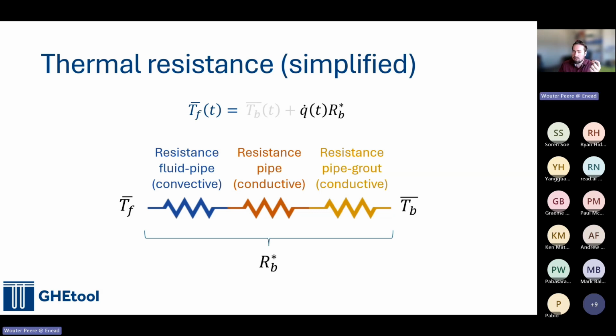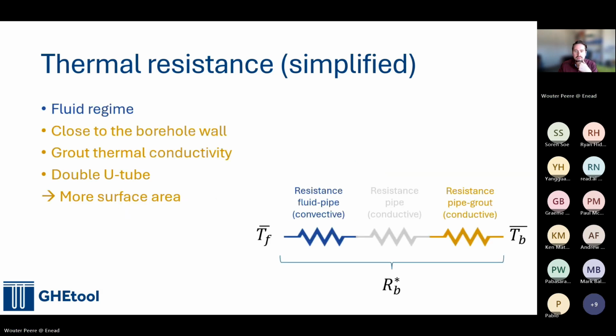And the good thing is that as a designer, as a driller, we have an effect on these parameters. So first of all, the pipe resistance, the middle one, is grayed out because we're not going to develop a new type of plastic. So we assume that that's a given. But what we can change is the fluid regime.